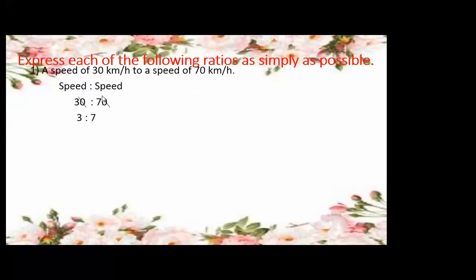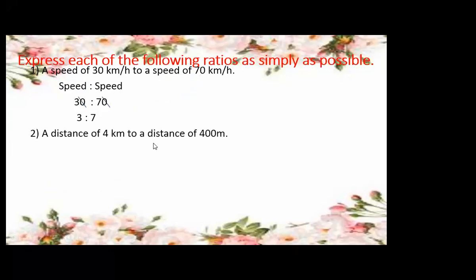What we have to do, we have to compare the ratio. We have to compare the speed versus speed. That means we have to find the ratio as simply as possible. So first we have to find the ratio and then we have to express it as simply as possible.